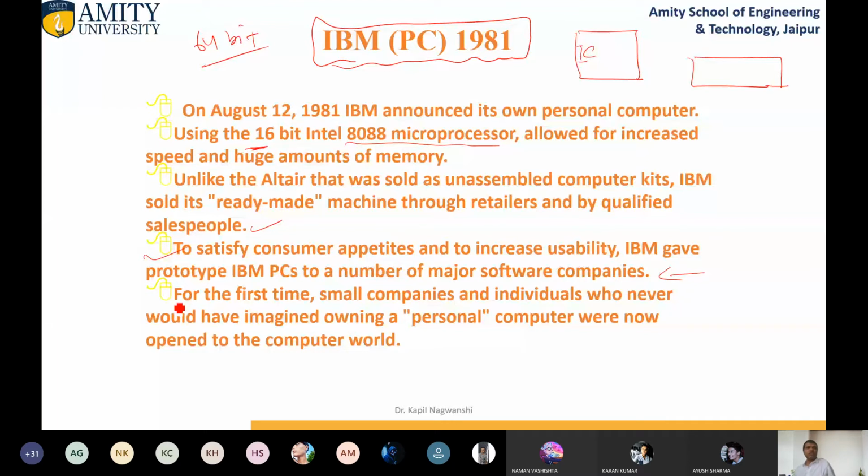To satisfy consumers' appetite and increase usability, IBM gave prototype IBM PCs to a number of major software companies. For the first time, small companies and individuals who never would have imagined owning a personal computer were now open to the computer world. So this was the history of the IBM PC, the IBM personal computer.